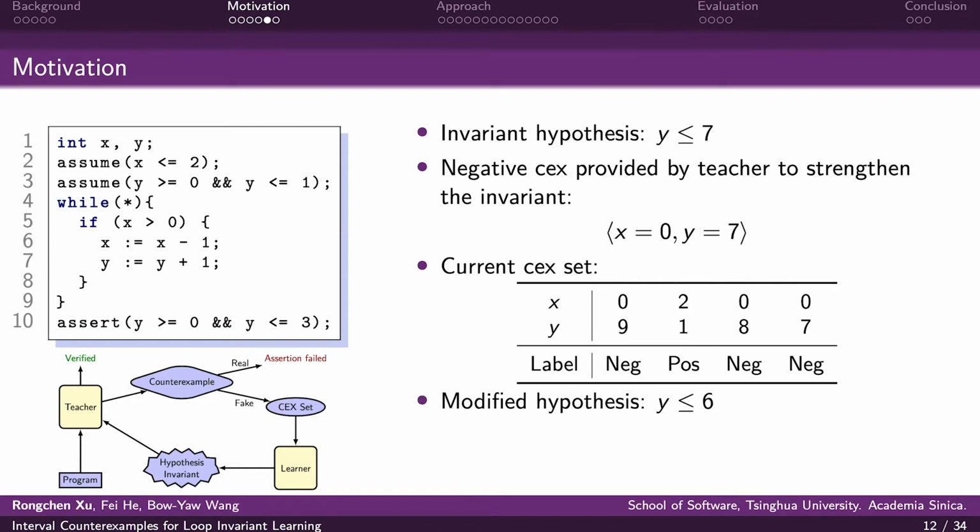When we analyze this process with the invariant hypothesis y less than or equal to 7, the SMT solver similarly returns a negative counterexample x equals 0 and y equals 7 again.